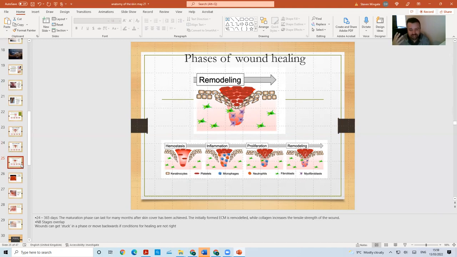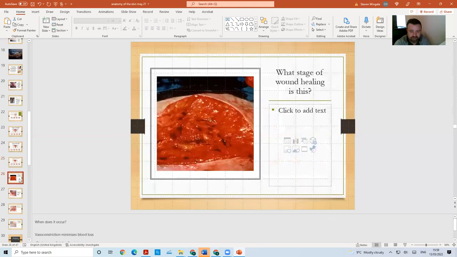And then it increases the collagen and the tissue strength around the wound. And the stages start to overlap. So wounds get stuck in this phase and then move back if the healing isn't right. So it's quite important through this phase, in the last parts there, that we're making sure that the skin covers and obviously the remodeling works on the tissue.